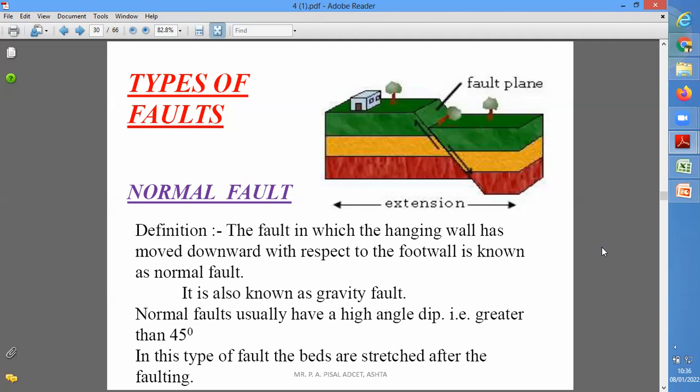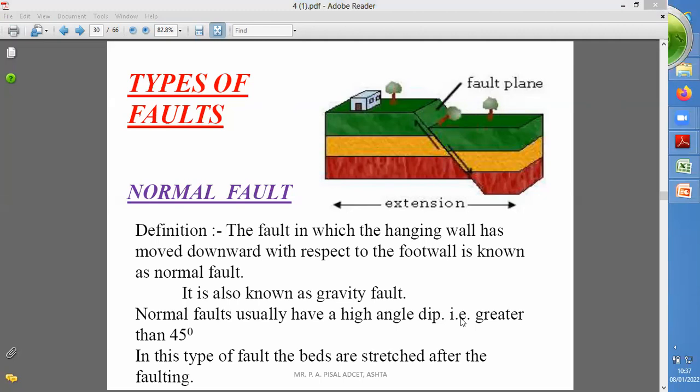The fault in which the hanging wall has moved downward with respect to the foot wall is known as the normal fault. म्हणजे या ठिकाणी normal fault म्हणजे काय? When the fault is there, we have to know what is the meaning of hanging wall, what is the meaning of foot wall. So when you look here, this is the fault plane. Just wait, I will use another color here. So this is the fault plane where the block is moved relative to each other.